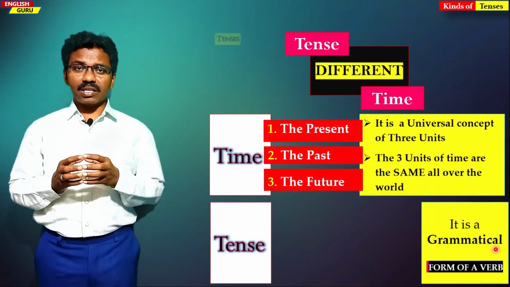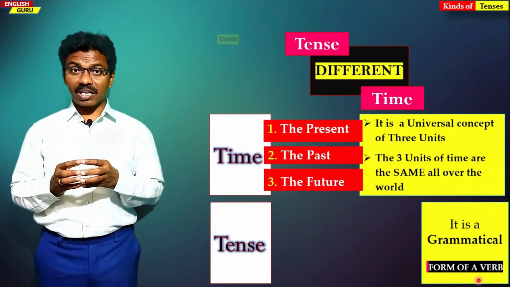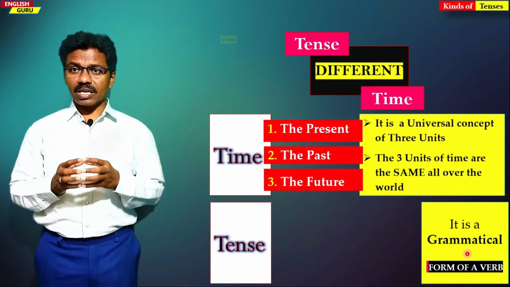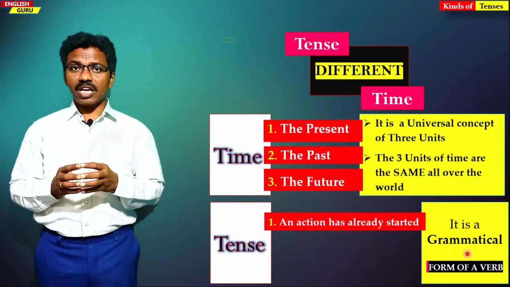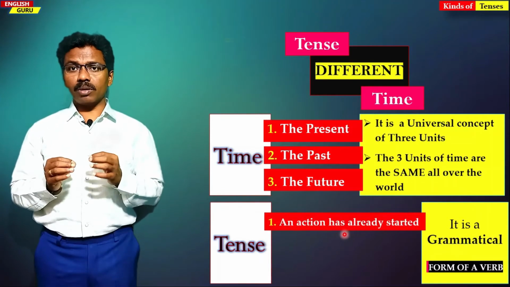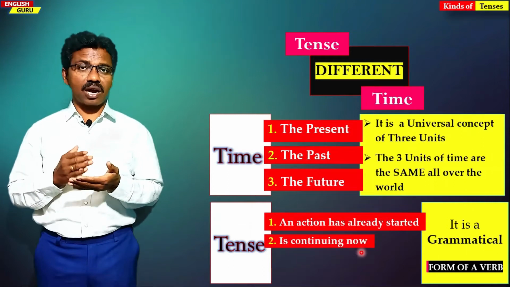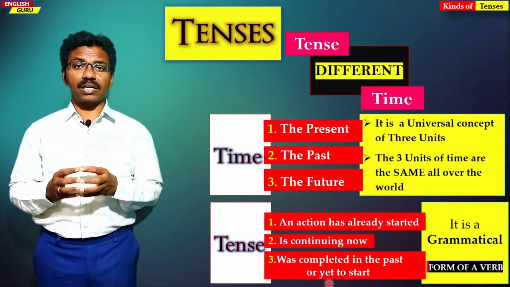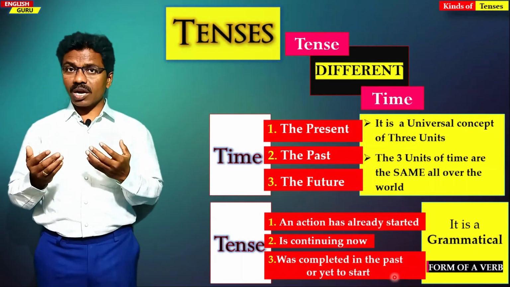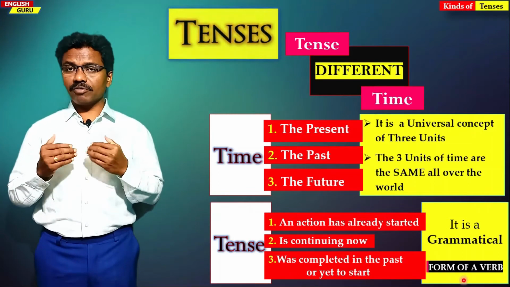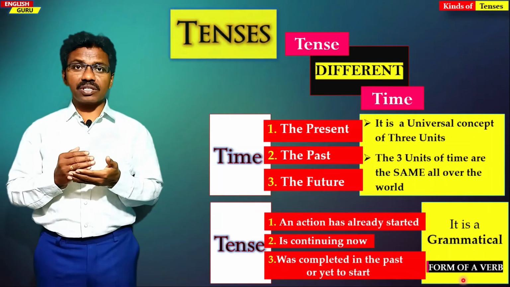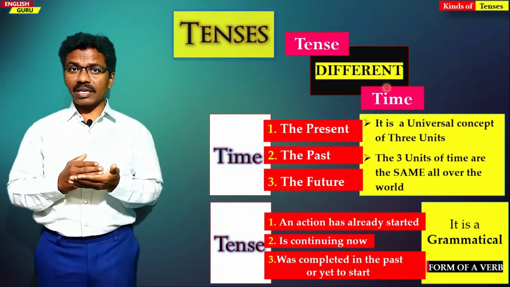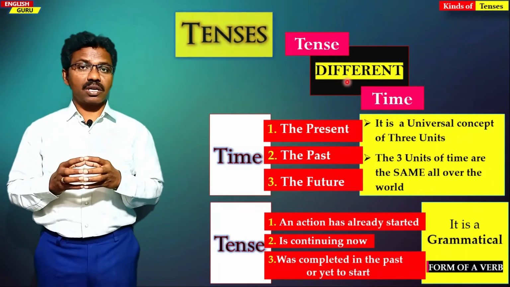Whereas what is tense? Tense is a grammatical point or grammatical concept, and it is a form of verb. So tense is a form of verb in English language, and what does it do? This form of verb will tell us whether the action has already started or is continuing now, or was completed in the past, or yet to start in the future. So this form of a verb tells us how an action is taking place in a sentence. So we have to understand the tense and time both are different in English language.